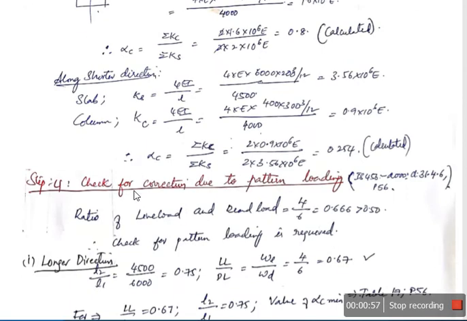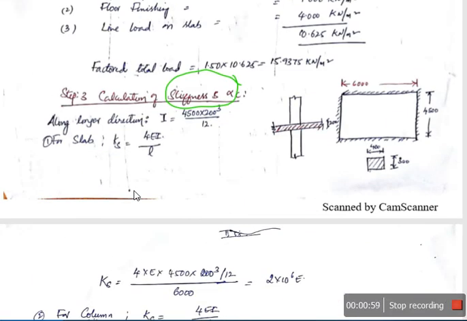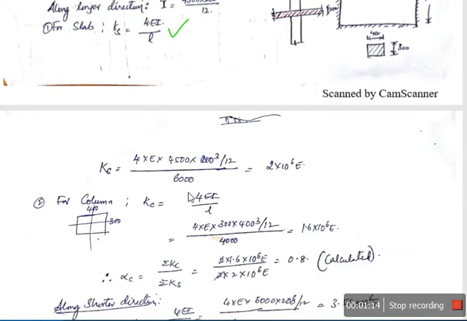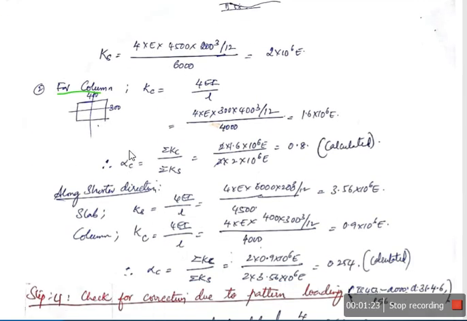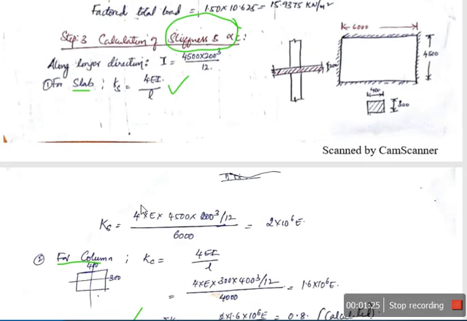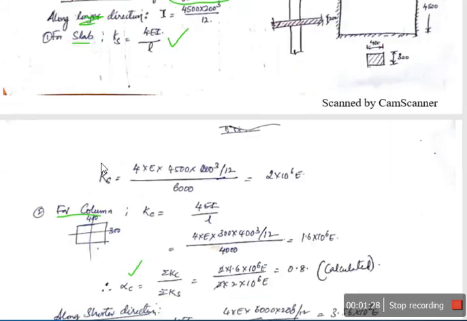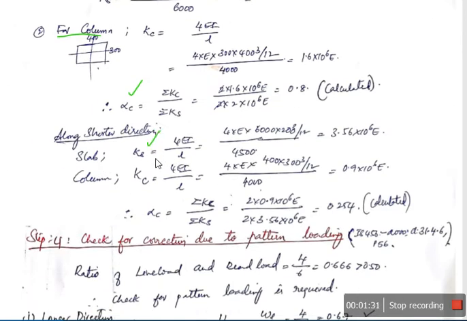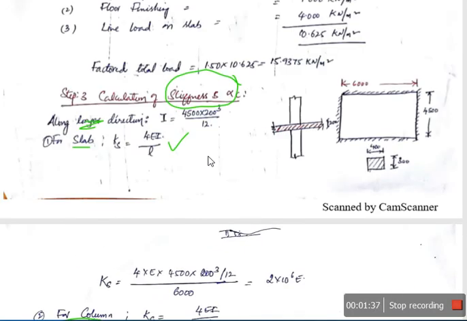Step 3 itself is a big thing, where you calculate the stiffness of the slab. It is given in the IS code provisions: along the longer direction, the column stiffness is taken as Bd cubed by 12, and for the slab it is taken as 4E I by L. We calculate the stiffness for the slab and for the column, and then the coefficient in the longer direction, and we calculate the same things for the shorter direction. The only change here is the values.